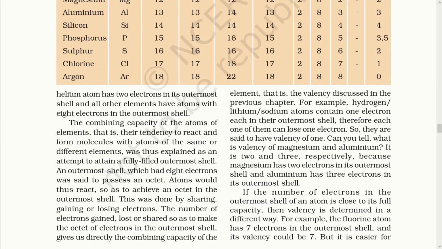Out of these inert elements, the helium atom has 2 electrons in its outermost shell and all other elements have atoms with 8 electrons in the outermost shell. The combining capacity of the atom of an element, that is their tendency to react to form molecules with atoms of the same or different element, was thus explained as an attempt to attain a fully filled outermost shell. An outermost shell which has 8 electrons was said to possess an octet, meaning a complete shell. Atoms would thus react so as to achieve an octet in the outermost shell.